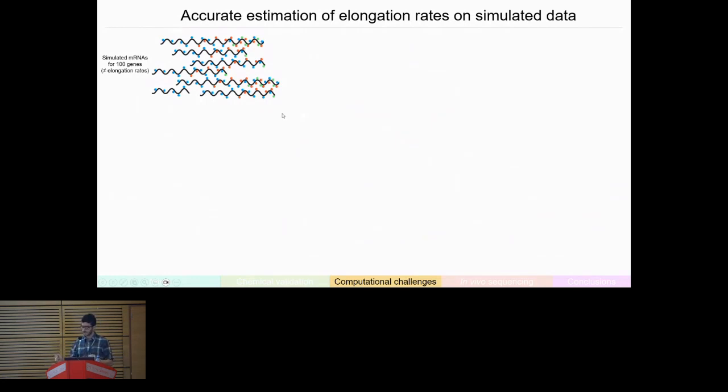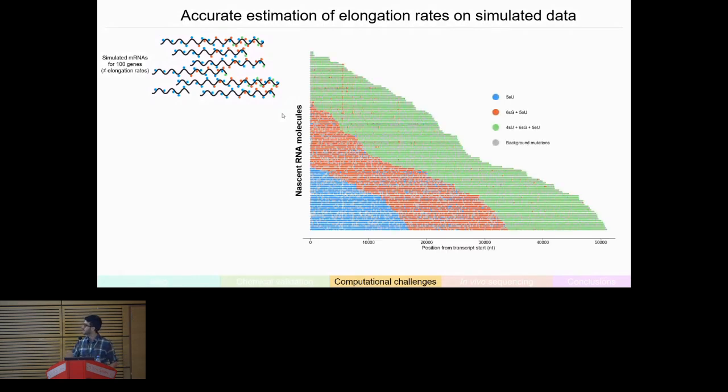And we can also assign variable elongation rates to different features in those genes. In this case, we define features as introns or exons, just to make it easier. So this is how the reads look. Each line is an mRNA, not a read, sorry. And the colors represent the nucleotides, right?